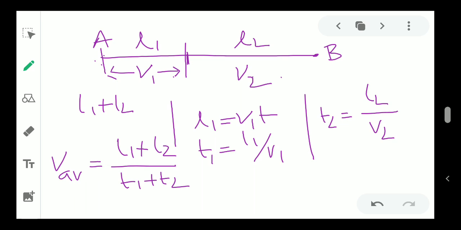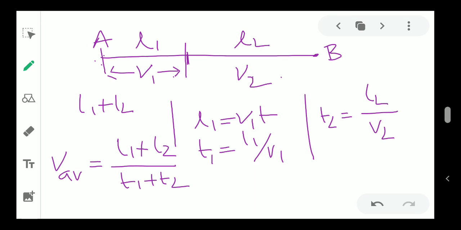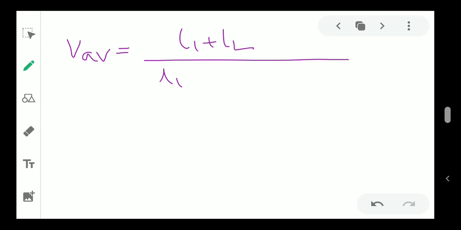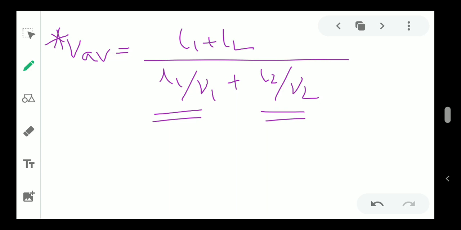If I put the values here, my v average will be L1 plus L2 divided by L1 by v1 plus L2 by v2. So this is the method of finding v average. But in case of uniform motion, uniform acceleration, basically you will see that this time taken and that time taken are almost the same.